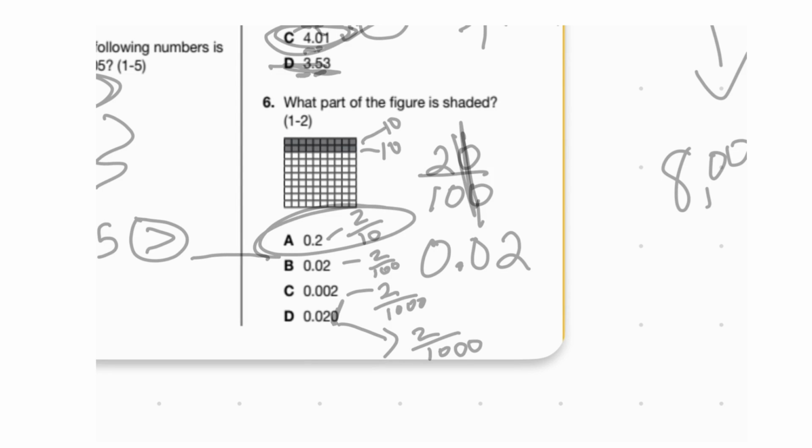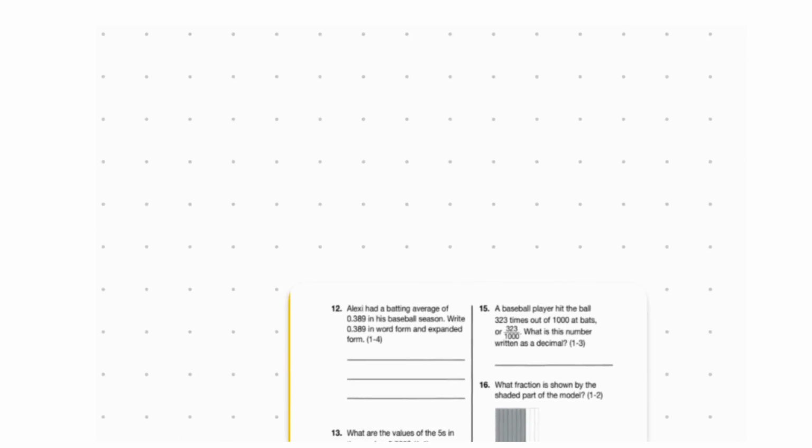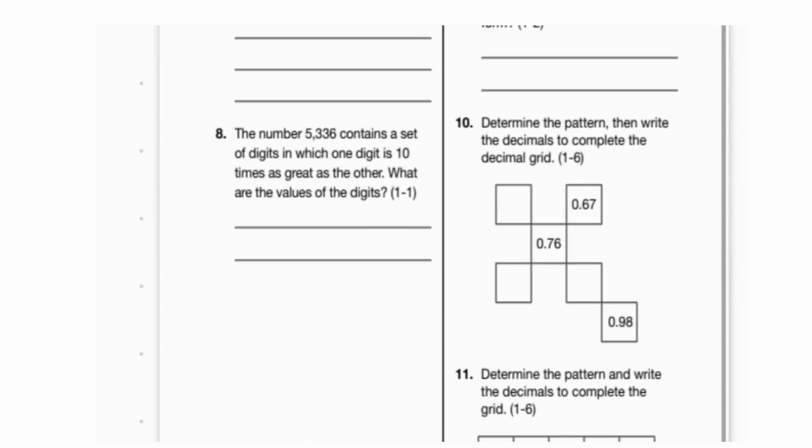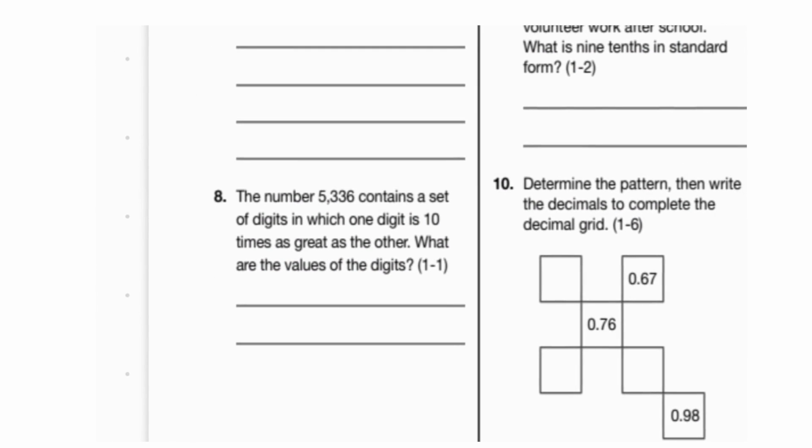All right, going on. Number 6, 7. So let me go to number 7. What is 3 449 thousandths in word form?